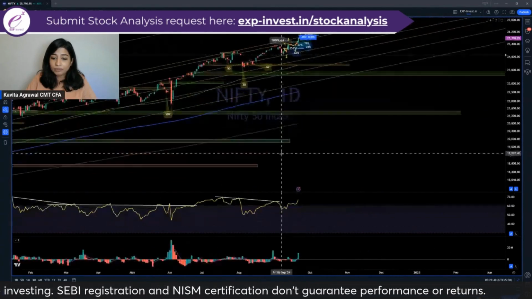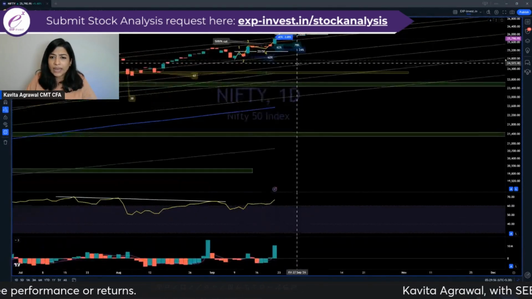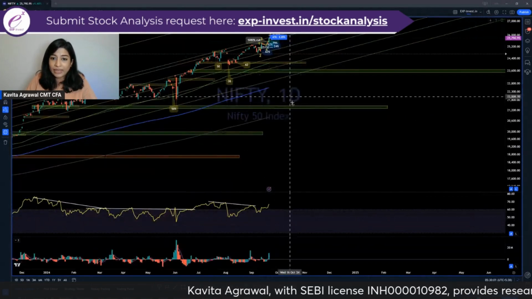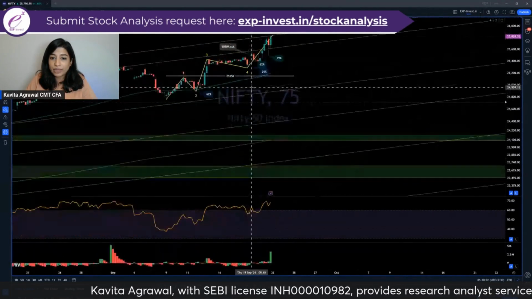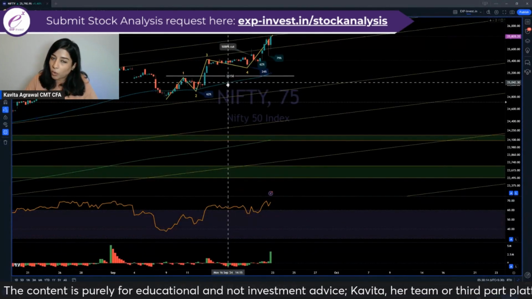The daily time frame is actually very strong. Even though यहाँ पे थोड़ा negative divergence बना, I think the daily time frame is pretty strong, and I am not expecting a very deep correction. So going back to the 75-minute time frame, this blue line is going to act as important support for us.